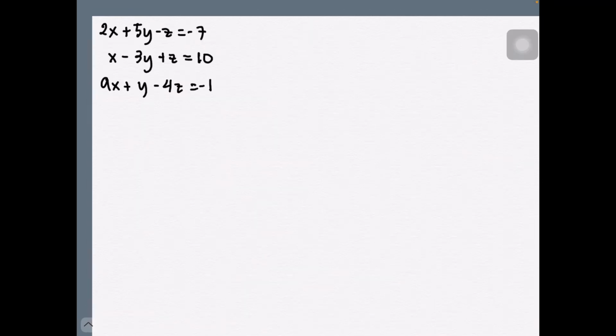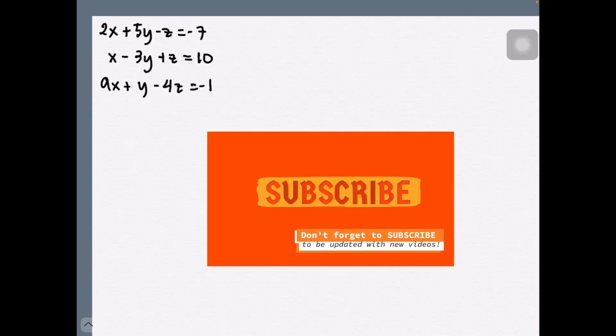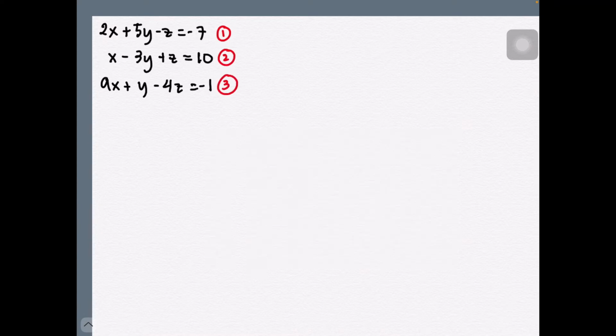Let's now have this case. That is, we're having still 3 linear equations, but this time in 3 variables. Let's still have the labels so that we'll be guided. Notice that it would be easier for us to cancel out the variable z if we are to pair up equations 1 and 2, because they have the same numerical coefficient, that is 1, and at the same time they are in opposite signs.